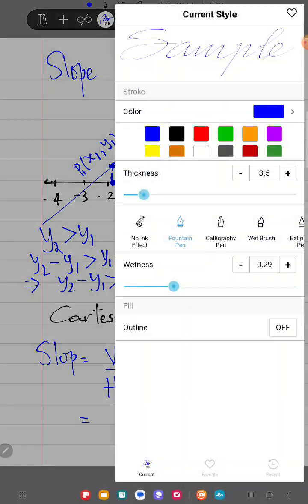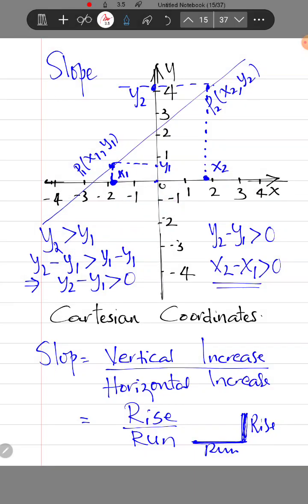Let's create another graph and analyze the slope of the other graph. Say this one here. This graph here drops down as it moves from left to right. Let's analyze that one on the next page.